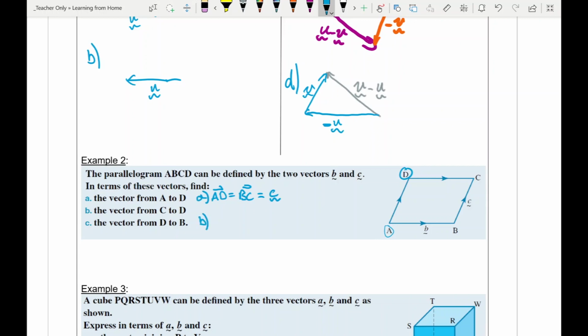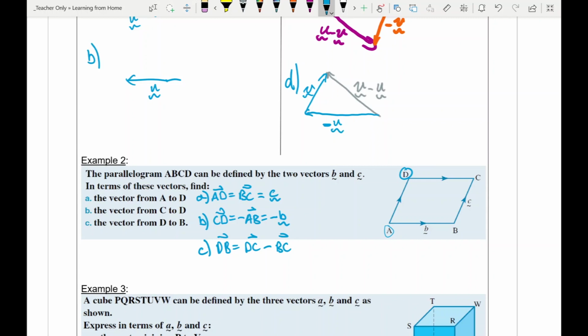Part B is asking us to go from C to D. So similar idea there, but we have to note the direction of B. So B is going to the right. If we're going from C to D, we're going to the left. So C to D is going to equal negative A to B, which is going to equal negative B. And our last one is from D to B. Now we're going diagonally, so we can see that going from D to B is the same as taking the path B and then going the negative direction of path C. So D to B is equal to D to C minus B to C.